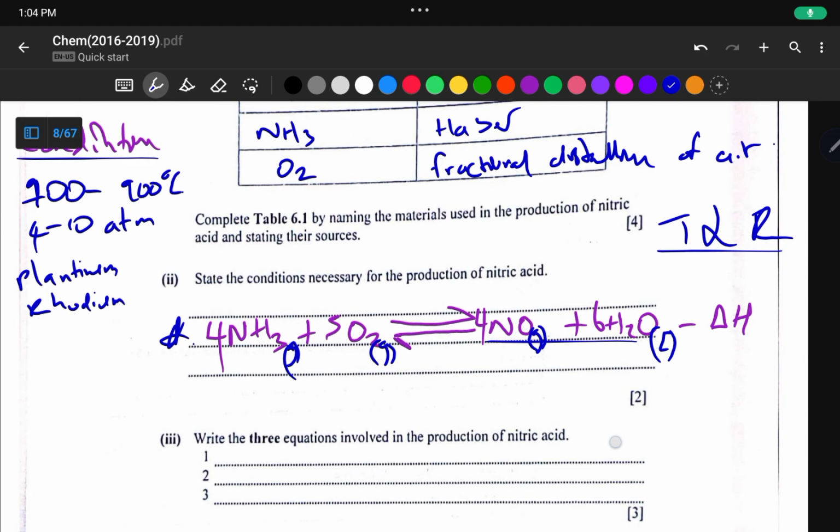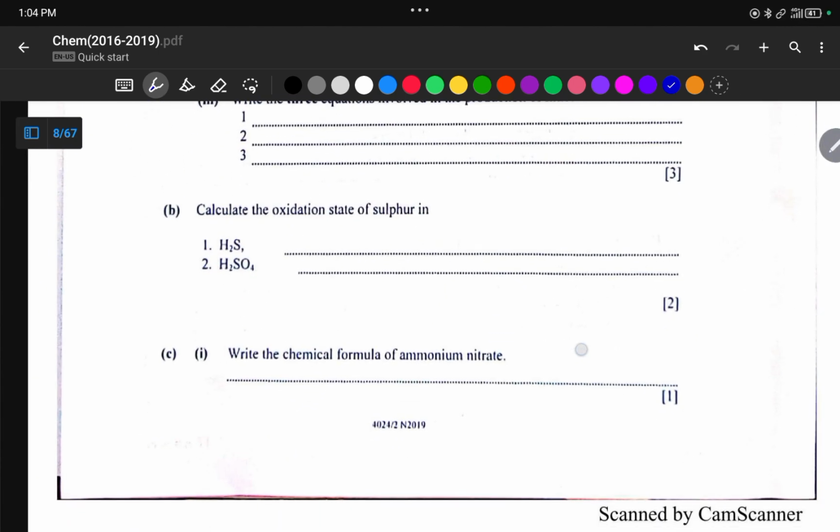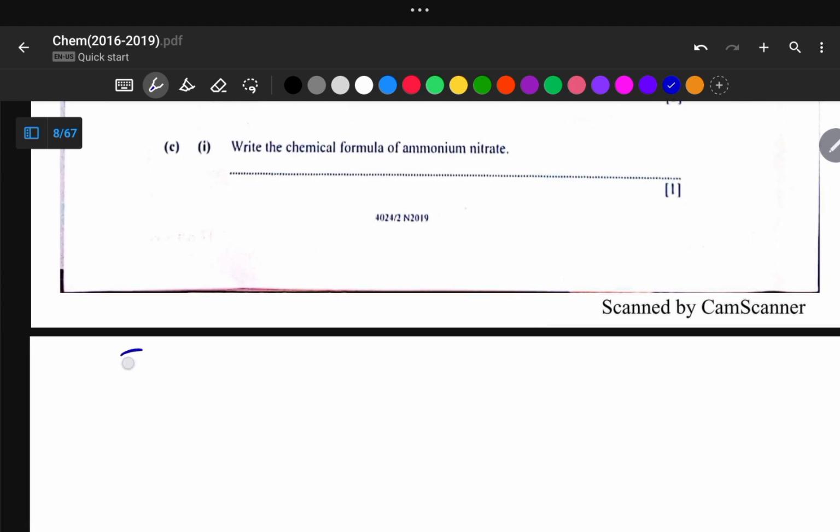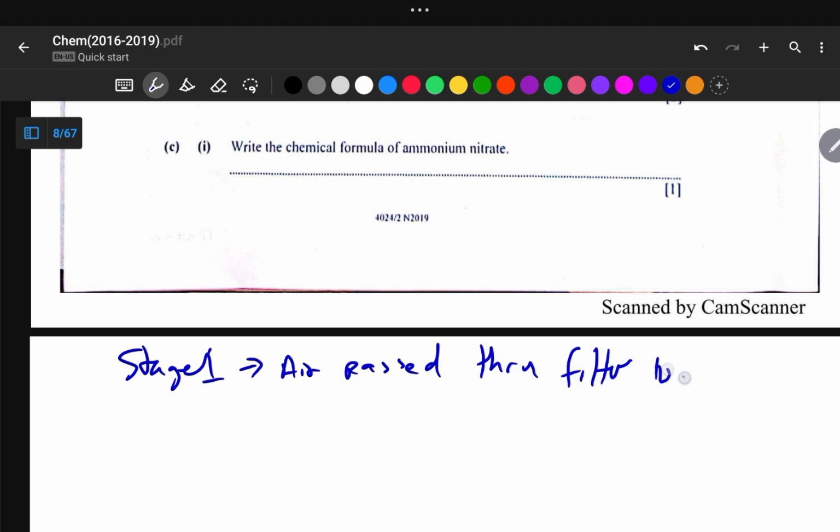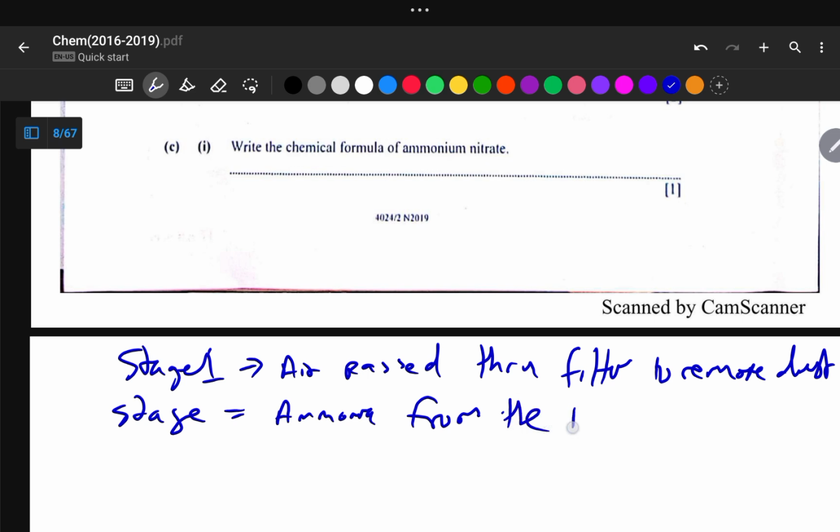And then the overview of the Ostwald process, we can say stage one, right? Air is passed through a filter to remove dust, right? And then stage two, ammonia from the Haber process is oxidized, right?